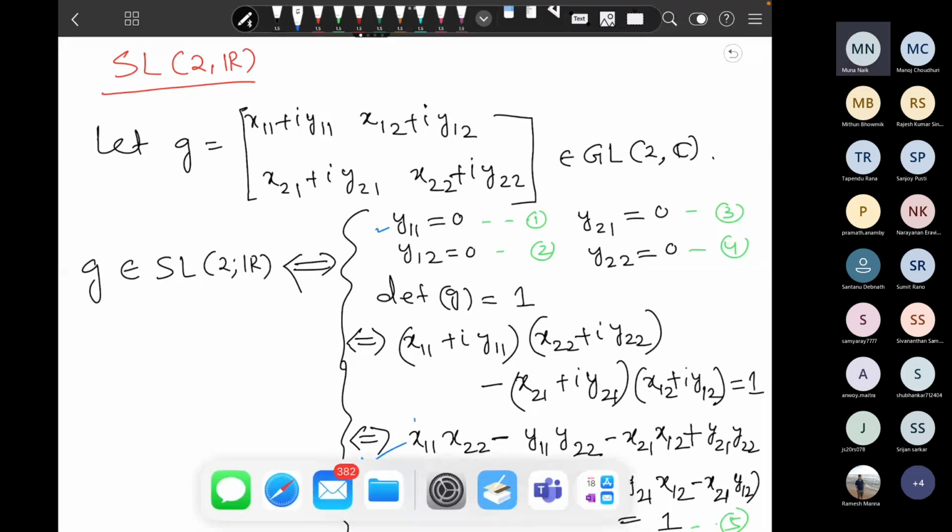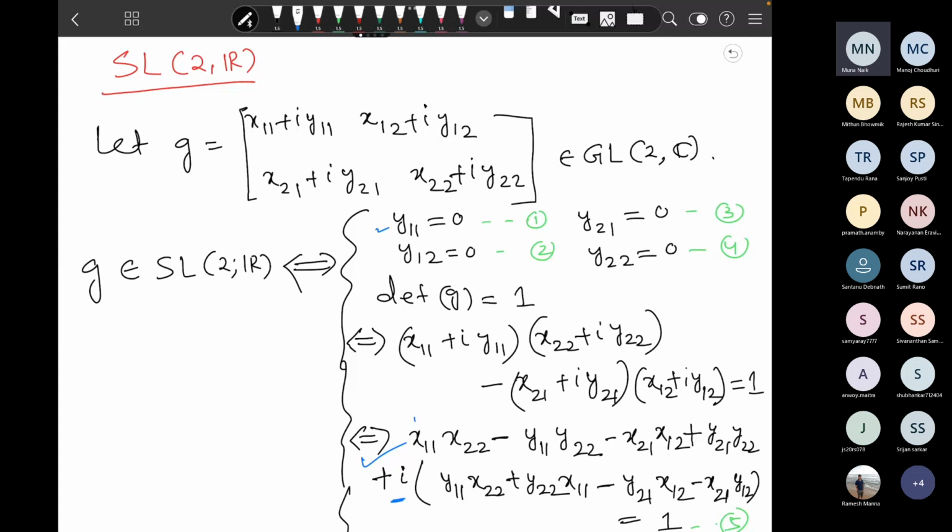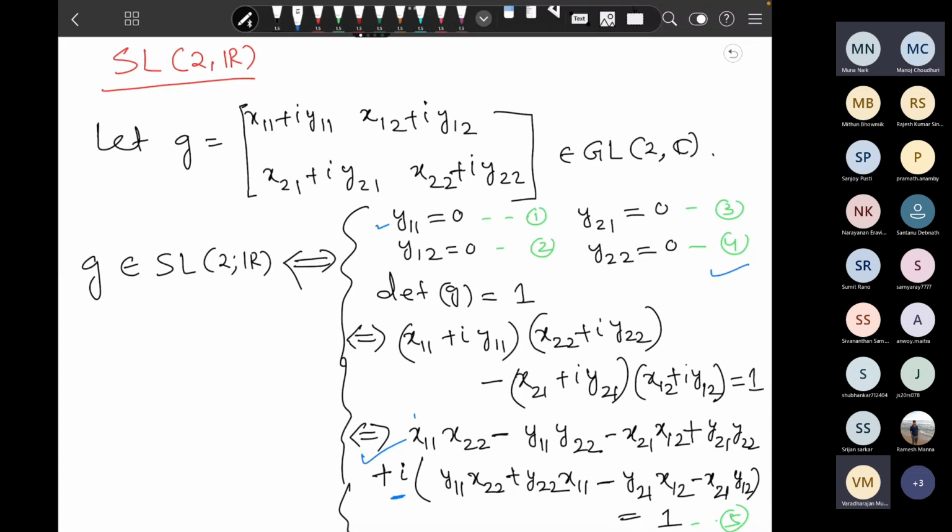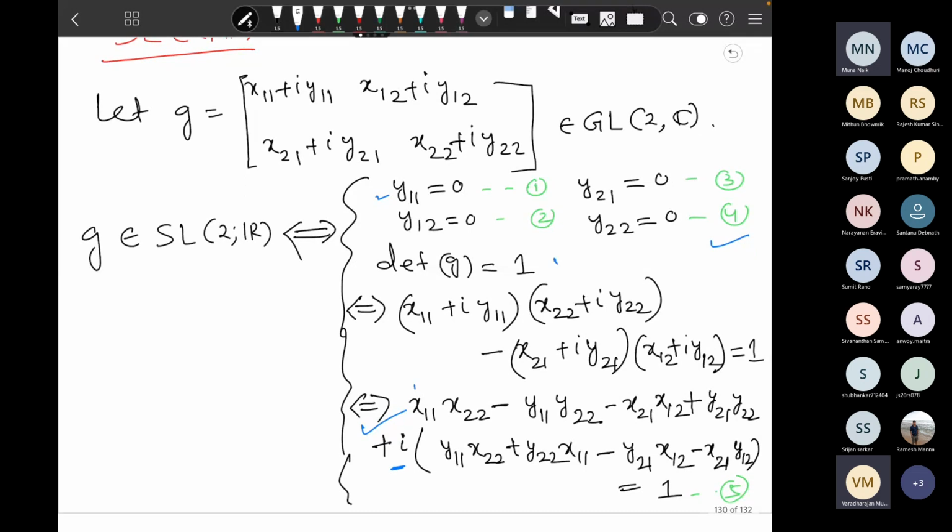See, the thing is, we are taking this whole thing inside GL(2). That is the important thing. Let us see. g belongs to SL(2, R). That means first it will have all entries real: y11 = 0, y12 = 0, y21 = 0, y22 = 0. These four equations will be there. Is it clear? Now the determinant of g is equal to 1.